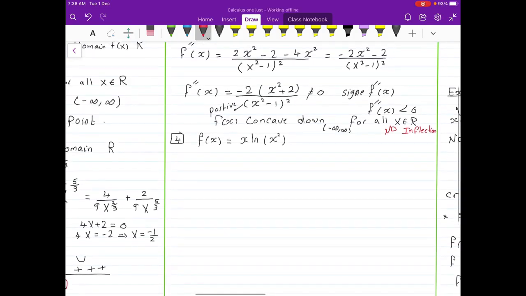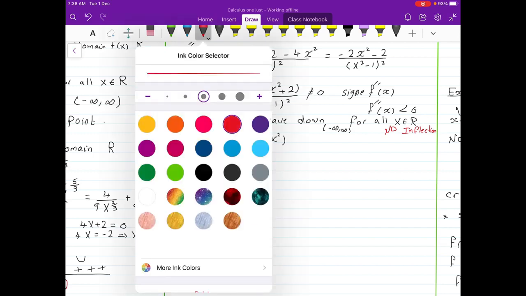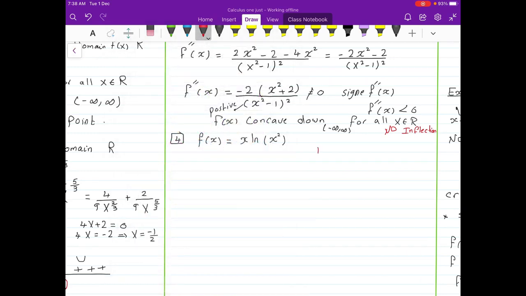Okay, another example: if we take the function f of x equals x ln x squared. Before we solve, what is the domain for this function? The expression inside the ln must be positive, so the domain is R except 0. x squared is always positive, but 0 is not included in the domain. So the domain is R intersection R except 0, we get the domain R except 0.